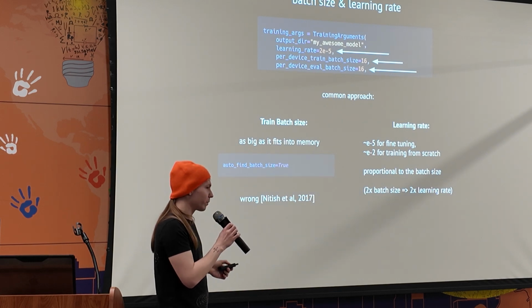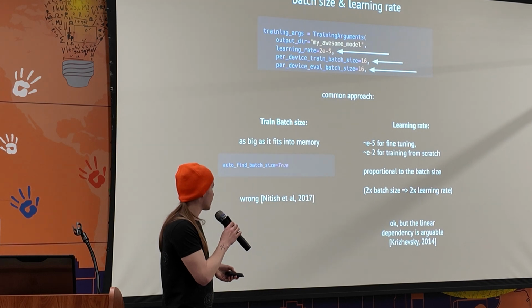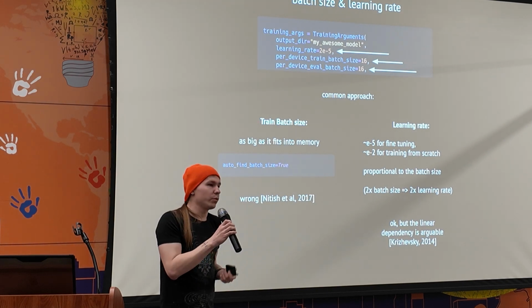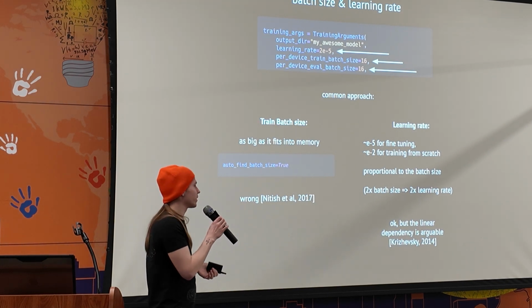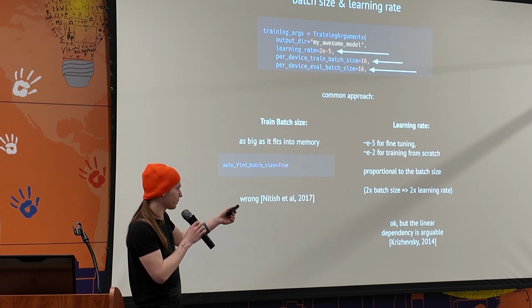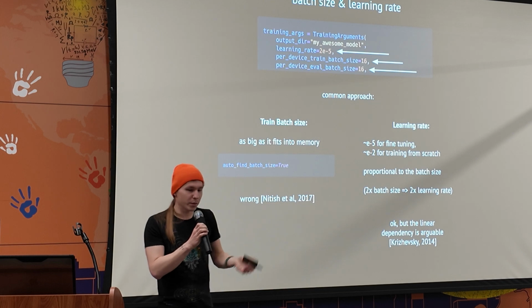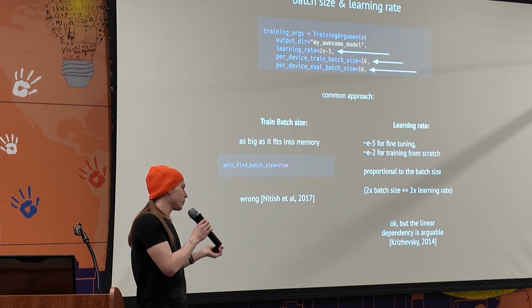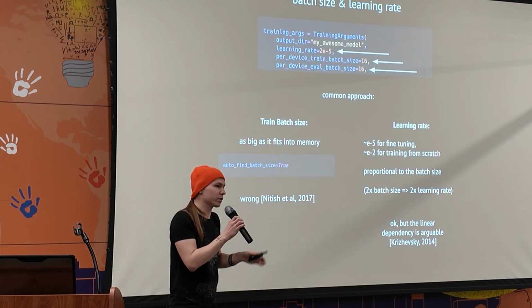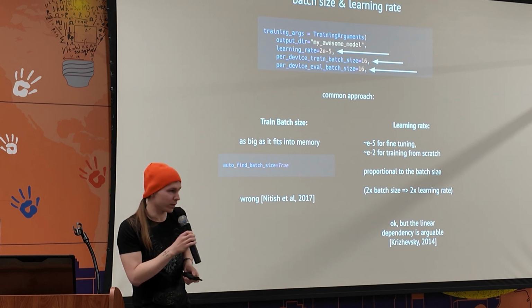This is the first problem to consider. And the second one is that we actually don't know the dependency between learning rate and batch size. The common approach is that the dependency is linear, but we actually don't know it. So this guy says it is more like a square dependence.